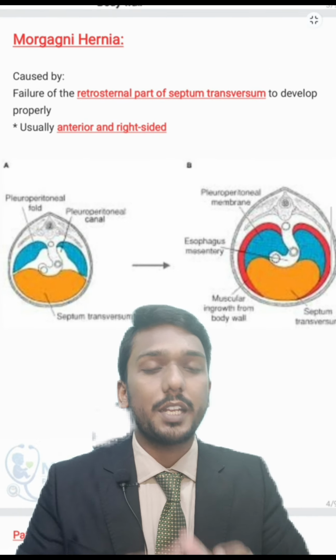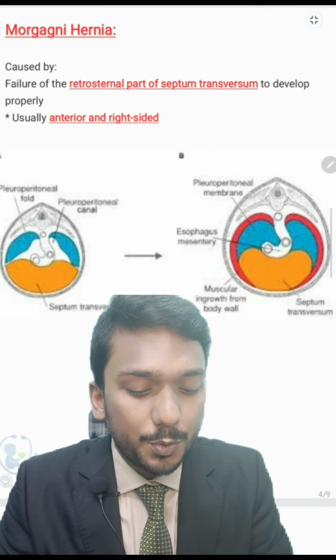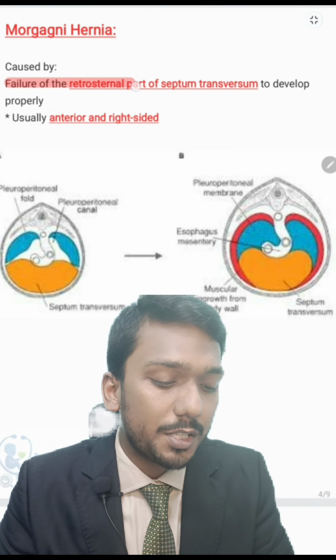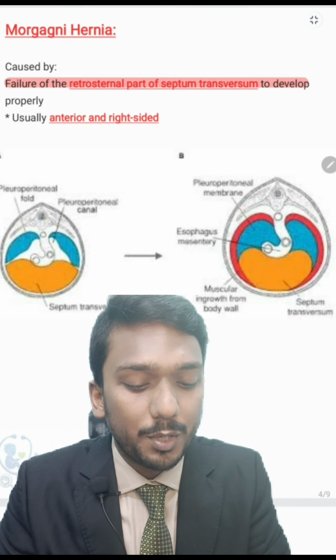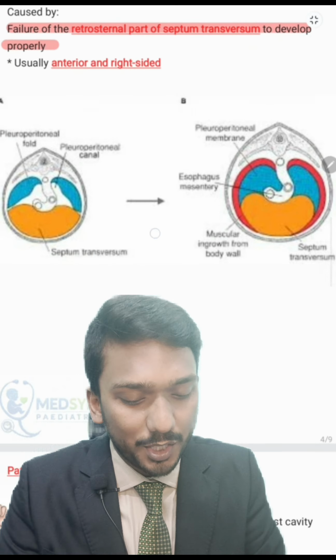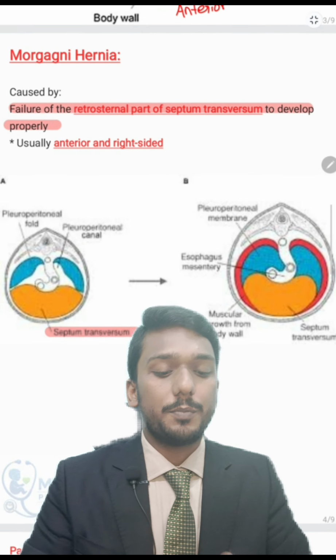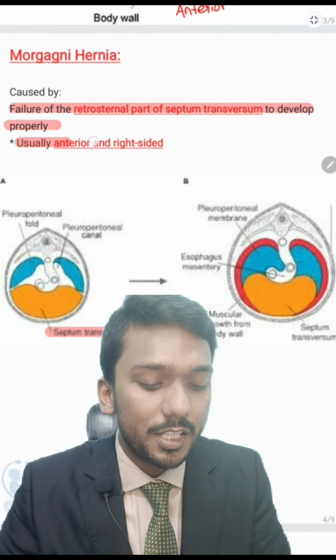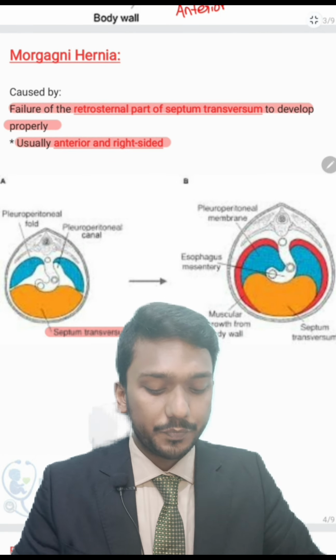Another one is Morgagni hernia. This is due to failure of the retrosternal part of the septum transversum to develop properly. It's over here. This usually occurs on the anterior and right side.